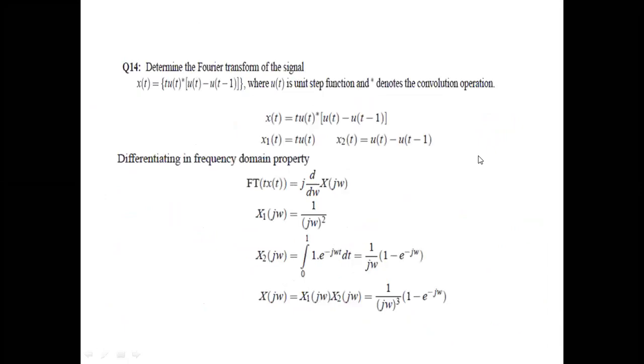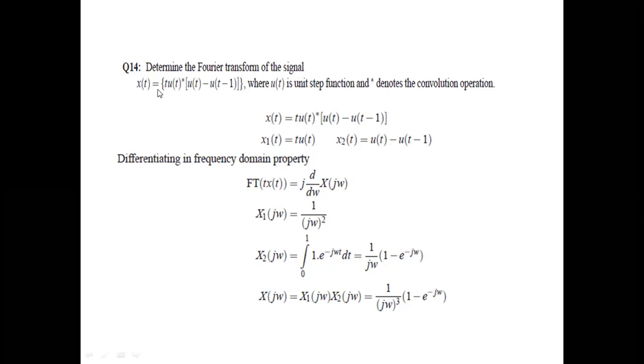Then next one, determine the Fourier transform of the signal x of t is equal to t mu of t convolved with mu of t minus mu of t minus 1. So the two time domain signals are convolved. What is the frequency domain signal? According to the convolution property of the Fourier transformation, if time is convolved, then frequency is a product.